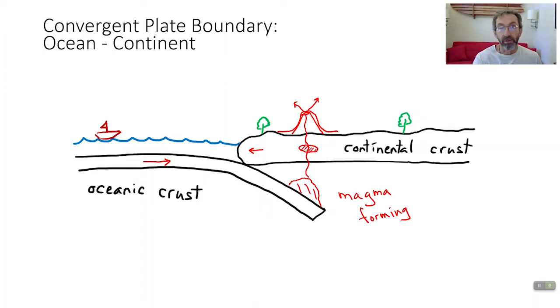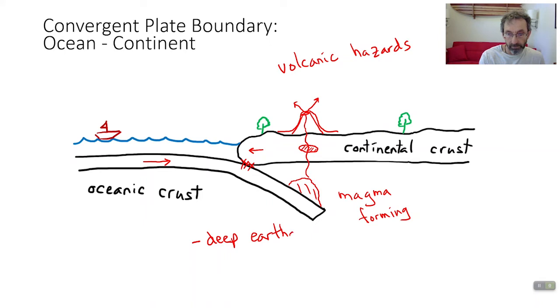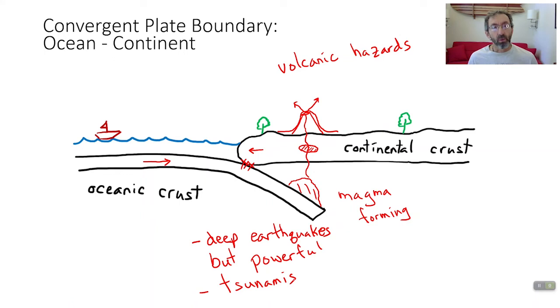Now, of course, as you can imagine, these types of collisions are associated with volcanic hazards. But they're also associated with earthquakes. And those earthquakes tend to begin right about there, so they're relatively deep. But they're also quite powerful. And in fact, they're so strong that they're also associated with tsunamis. So a lot going on where we have ocean to continent plate collisions. You have volcanic hazards, you have deep and powerful earthquakes, and then you can also have tsunamis.